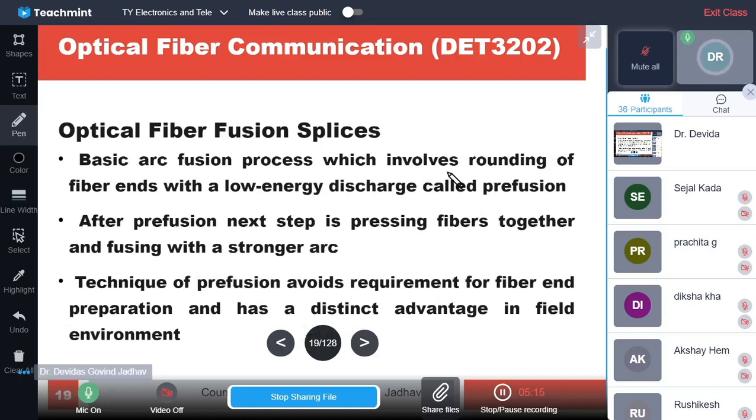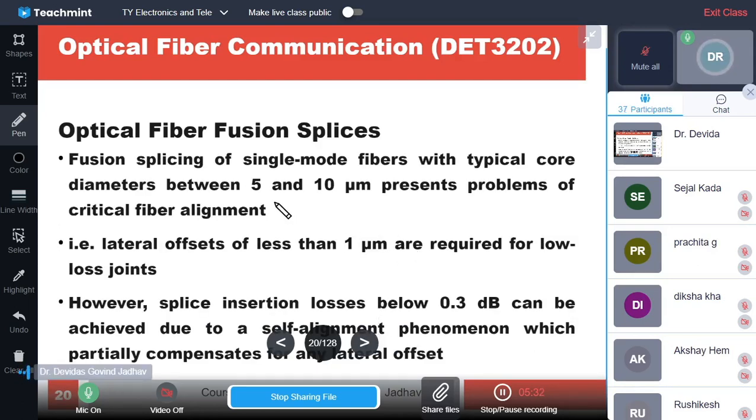So actually rounding up the end fiber ends are there with the pre-fusion in the fusion technique, and so no end face preparation is required. So this is the distinct advantage. So it is 5 and 10 micrometer fibers. It is problem of critical alignment. Lateral offset less than 1 micrometer is required for better performance, that is very low loss, and splice insertion loss below 0.3 can be achieved due to self alignment phenomena.